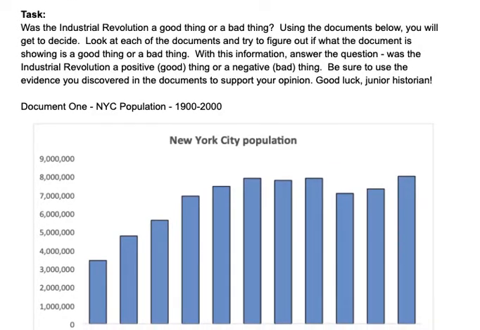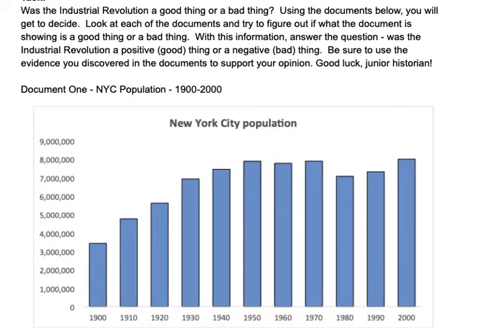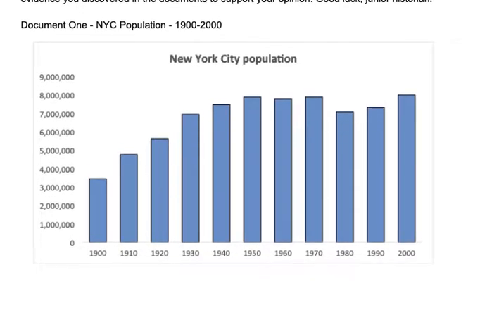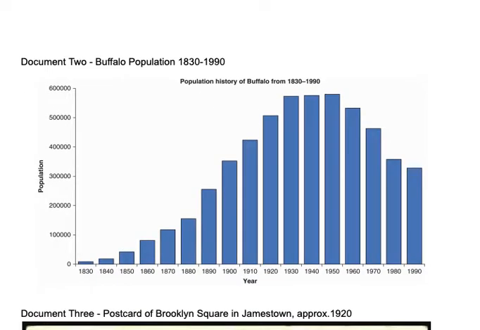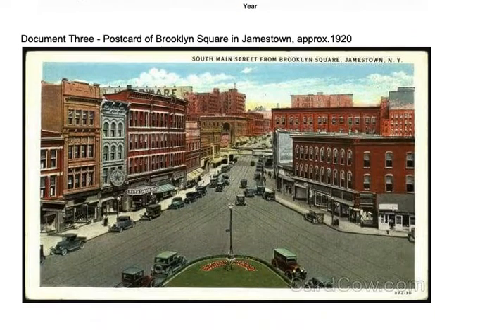So they are going to investigate each of the documents, and they're going to try to figure out, by looking at those documents, did industrialization help or did industrialization hurt? Now, they become junior historians, and you'll notice in the documents, I didn't skew it one way or the other. They can take out positives or they can take out negatives, both of which there's evidence to support. So the first document is a chart on New York City population. The second is a chart on my beloved hometown of Buffalo's population. The third one, I went really local and I found a picture of Brooklyn Square.